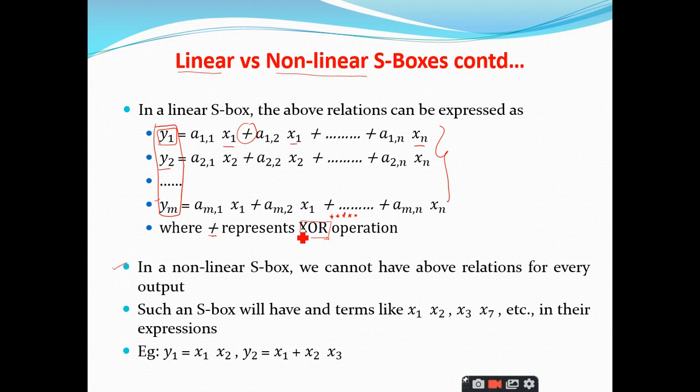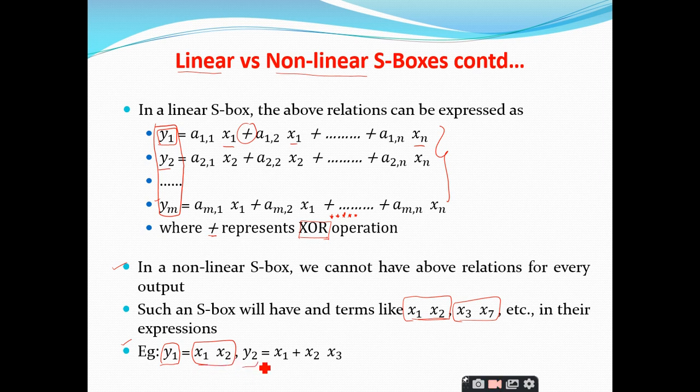But in case of the non-linear S box, we cannot have the above relations for every output. We don't have any such type of relations. Linear relations are not there. Such an S box will have terms like product terms. We call them product terms, x1 x2 x3 x7, or you can take x3 x4 x5, like that you can take anything. So for example, an example of the non-linear S box is defined as the output y1 equal to x1 into x2. It is not an XOR operation. We are just defining the product of these two input variables x1 and x2.